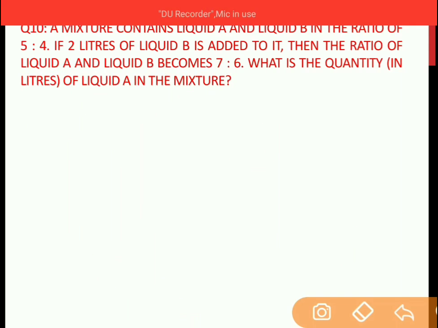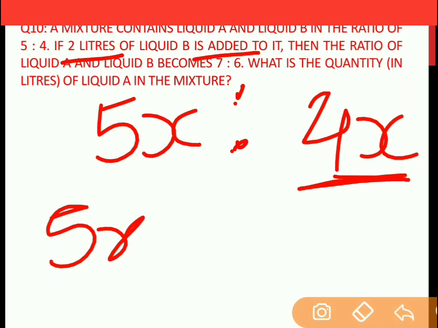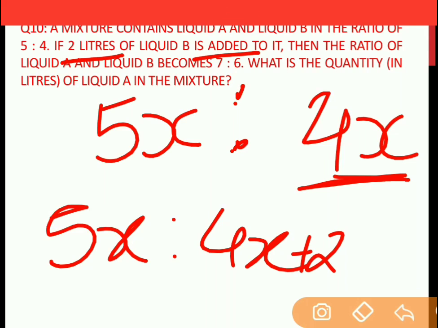Now, 5x is the quantity of liquid A and 4x is the quantity of liquid B, because the ratio of A to B is 5:4. So 5x is to 4x will be 5:4. Understood? So this is the ratio in which A and B liquids are there. Now 2 liters of liquid B is added. To the 4x liters of liquid B, 2 liters is added. That is 5x is to 4x plus 2. So 2 liters of liquid B is added and the new ratio will be equal to 7:6.